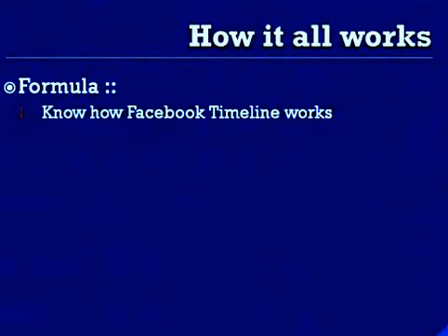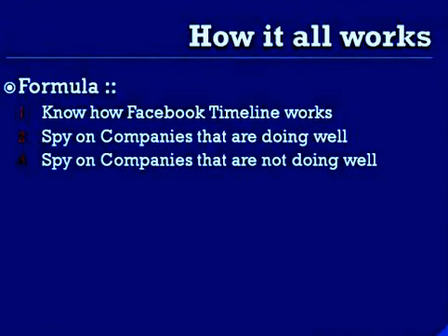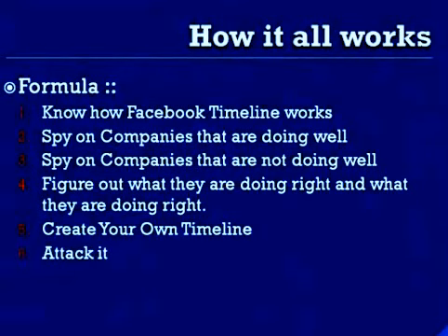This is how it all works. It's pretty simple. Once you know how Facebook Timeline works, you can spy on companies that are doing well and companies that are not doing well, so you figure out what they're doing right and what they're not doing right. Then you create your own timeline and you attack it. That's pretty much how it is, and that's what we're going to go through in this video series. In the next video, let's talk about brainstorming so we can gather all the information we need to create your Facebook timeline.